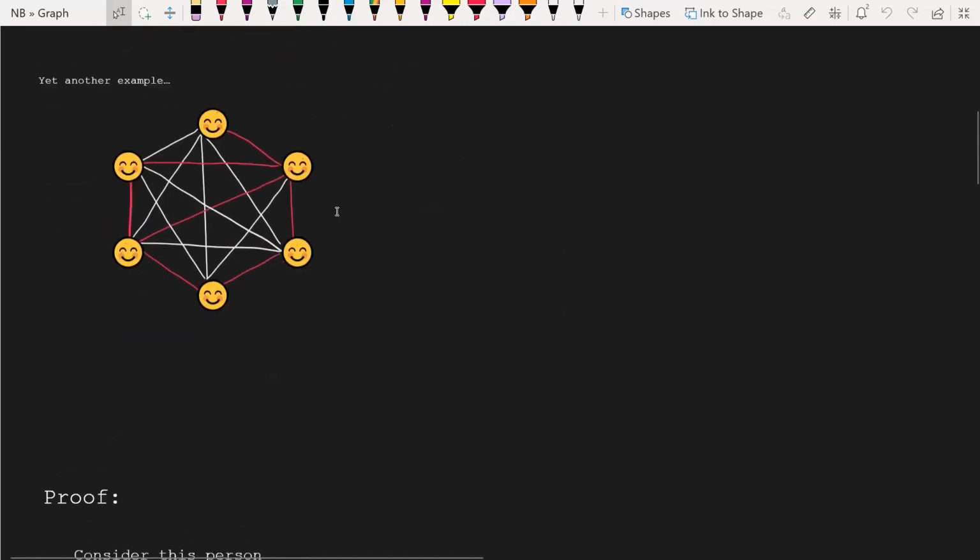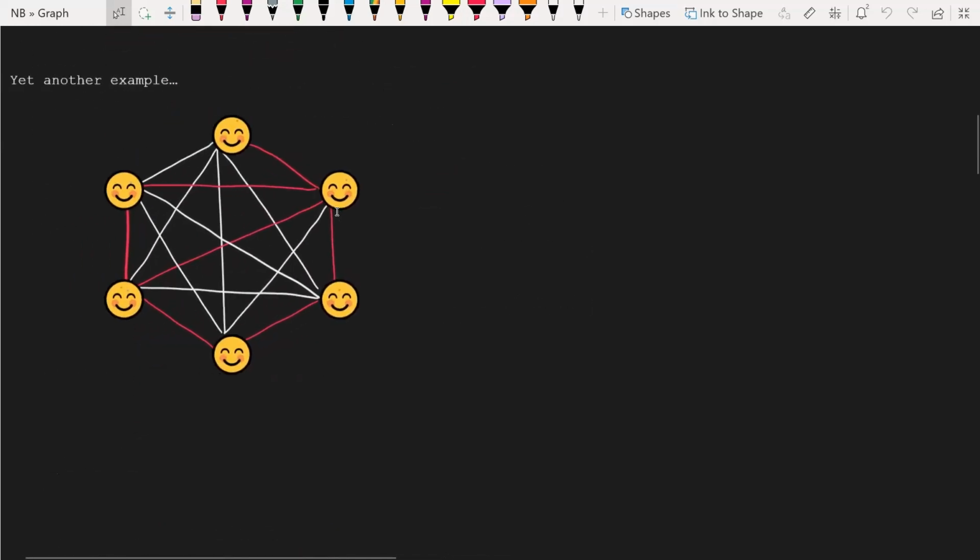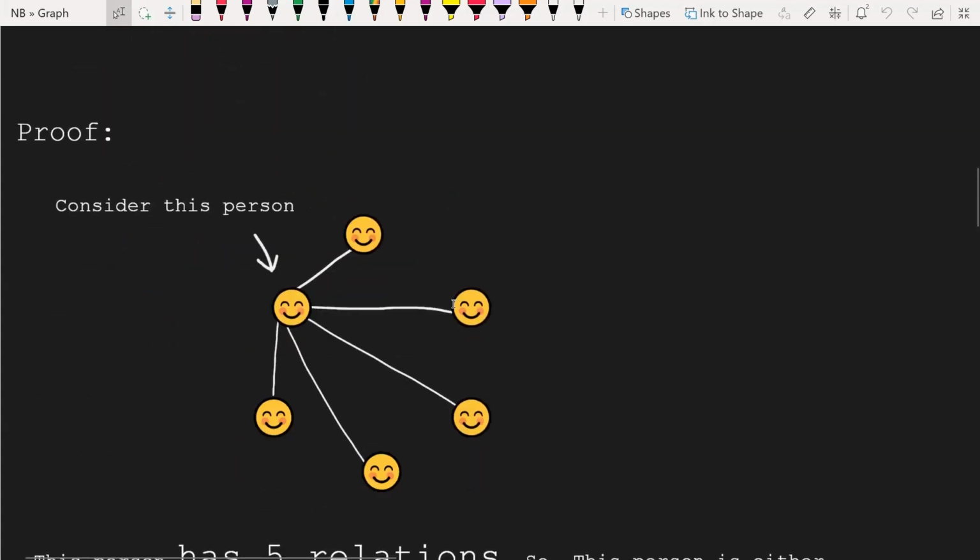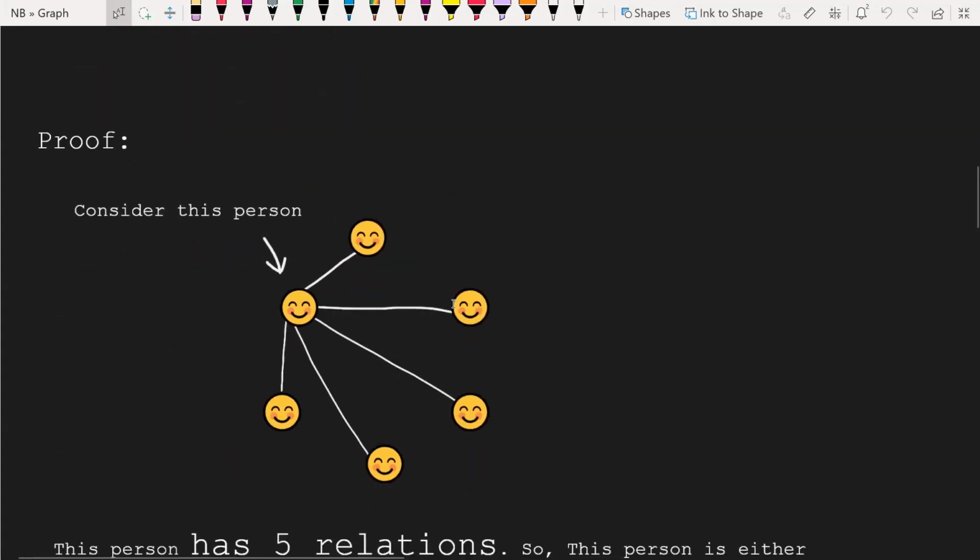Let's look at another example. Here, it's also the same thing. There are 6 people, and here there is a red triangle, 1, 2, 3. And in this case, there is even a white triangle between these 3 parties. Cool. So let's go to the proof of this theorem.